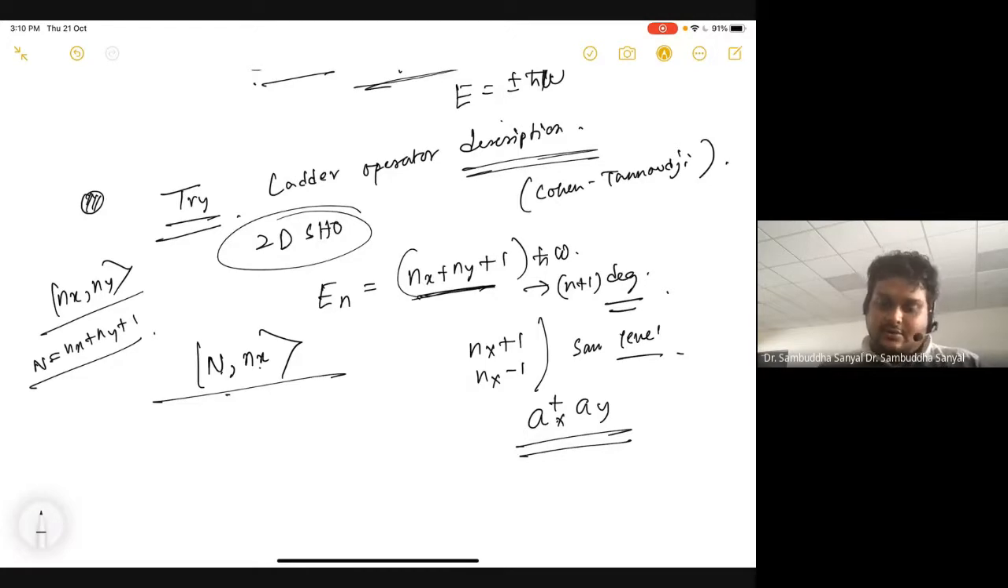And you can show that there are two linear operators which commute with the Hamiltonian.